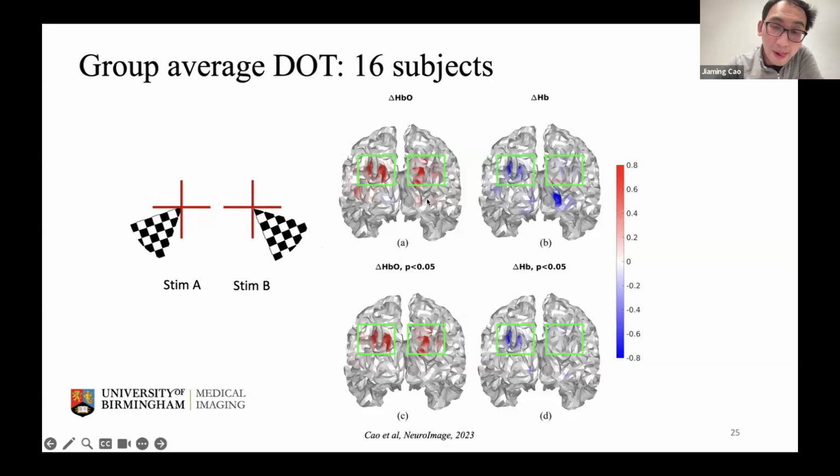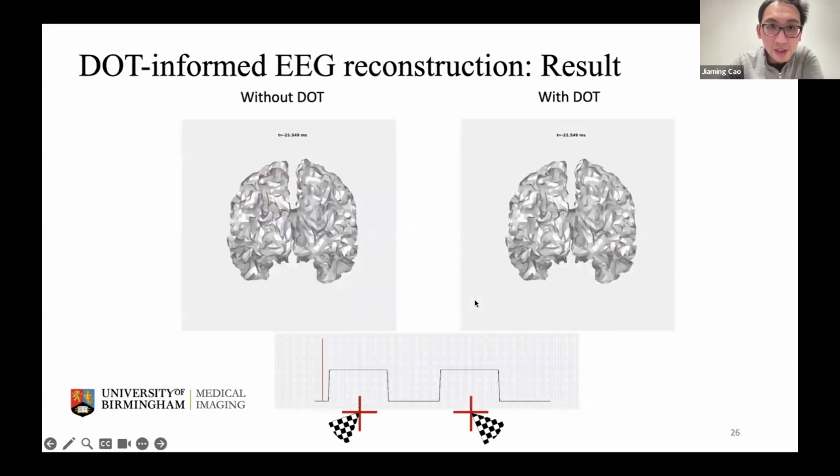And you see these reconstructed activations at the expected locations. And of course, you can mask it using a p-value and it looks a little bit cleaner. And this p-value masked version of the oxyhemoglobin reconstruction, or this panel C figure, will be used as the spatial prior for EEG reconstruction. And here is what it looks like. I will pause here for a few seconds so you can have a look at the animation.